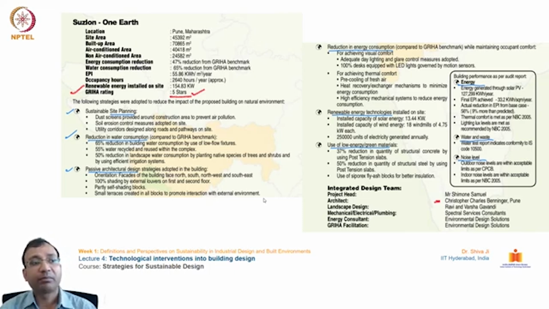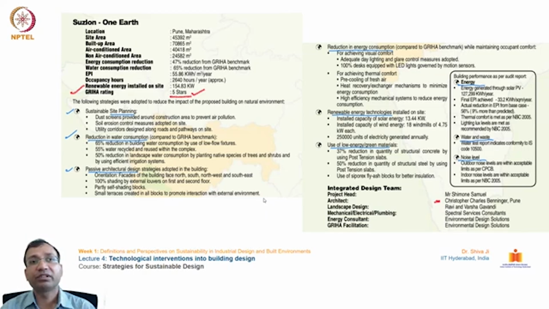They utilized partly self-shading blocks, so that one block becomes a shade to the next one, and that is why heat load is minimized. The next feature they utilize is the small terraces created in all blocks to promote interaction with the external environment. That is where social interaction and the overall social sense of sustainability come into the picture, involving and promoting social interaction among the inhabitants.